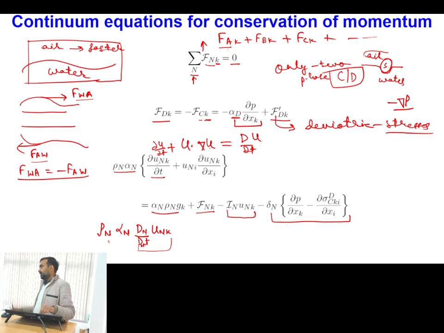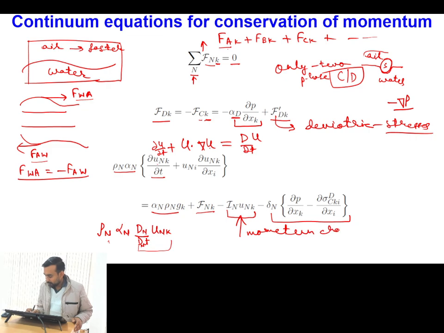which represents the total change in momentum for the control volume. Okay, now for multi-phase flow you will find that one more term comes into the picture which also causes some momentum change, and that momentum change is because of the mass interaction term within the control volume. So m dot n into unk represents momentum change within the control volume due to the mass interaction term.